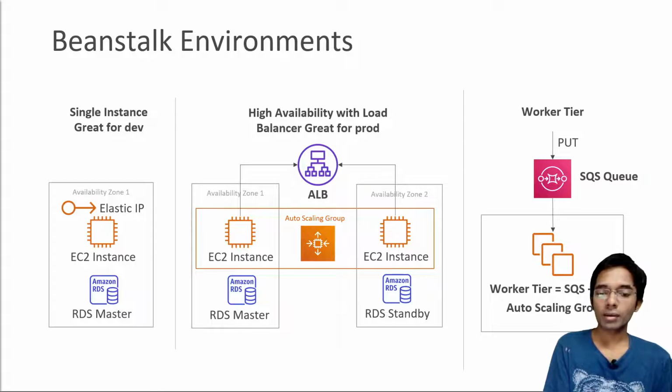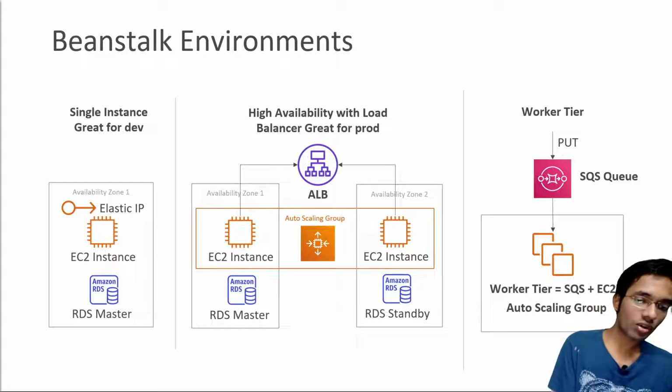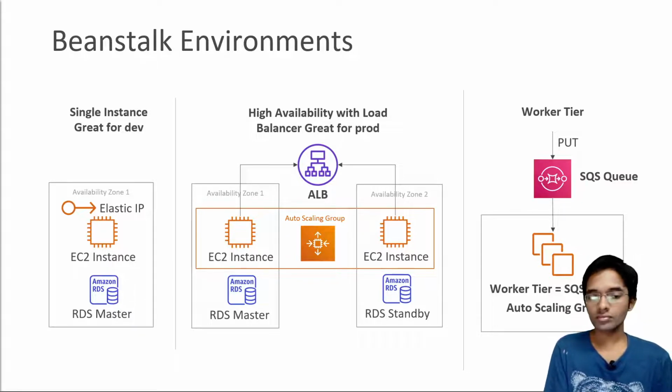And then number 3 is a worker tier, which is very important. So in this example, we have an SQS queue that is managed by Beanstalk, and we have a worker tier, which consists of an EC2 auto scaling group, and that will read from the SQS queue and scale based on the queue load. So the idea is that we have 3 different kinds of deployment for Beanstalk, and you need to know them going into the exam.